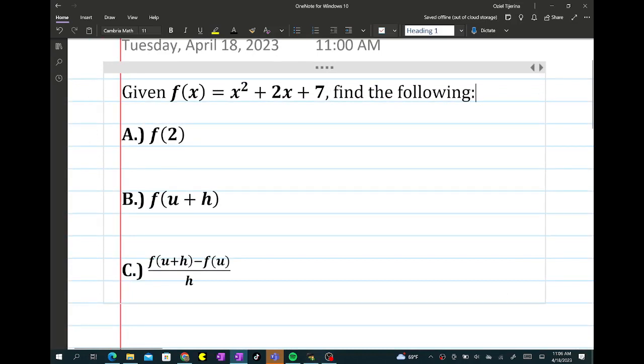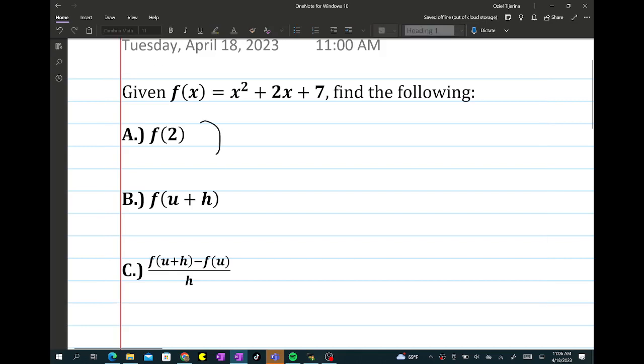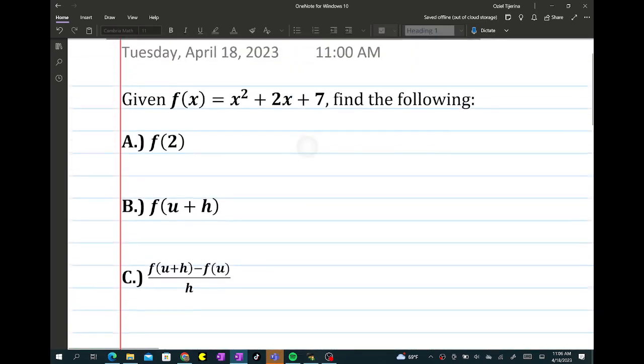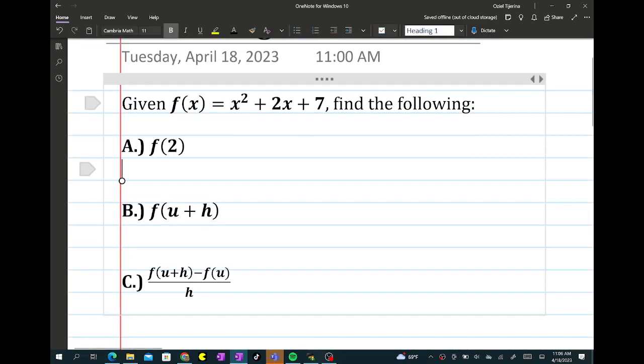So basically what we want to do is evaluate these three different things given this function f of x. So let's go ahead and get started. It says given f of x equals x squared plus 2x plus 7, find the following. And number one, or part A, says f of 2, right?